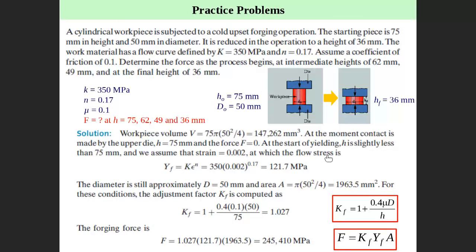Okay, let's take an example. Let's read together and try to understand. A cylindrical workpiece is subject to cold upset. Cold means cold working, right? Cold does not mean room temperature. It could be up to 0.3 of the melting temperature. Less than 0.3 of the melting temperature we consider as cold. Upset means compression, a forging process.